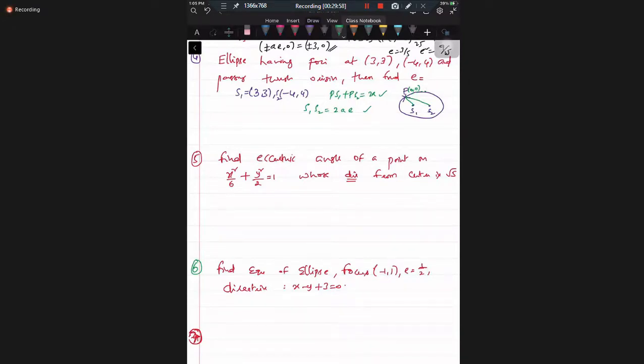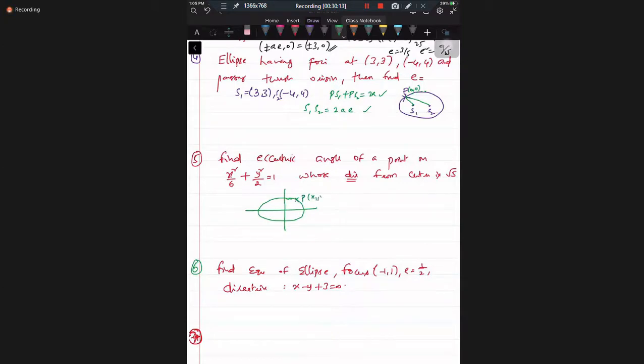Okay, fourth one. Students, they are asking what kind of ellipse it is, regular one or second one? Regular one, where a is greater than b. So now its center is at origin.